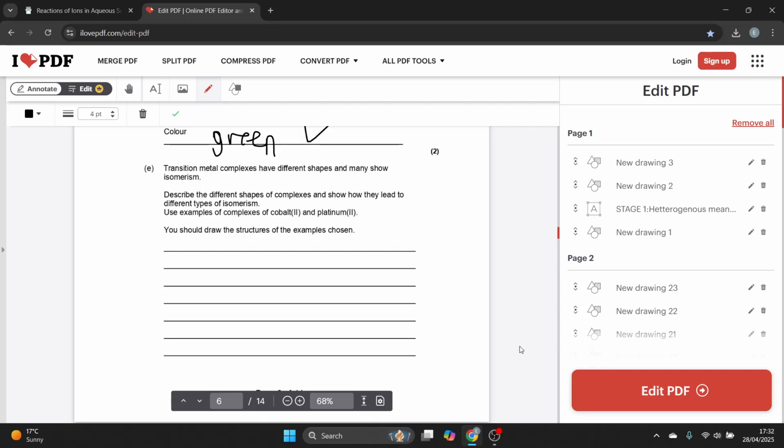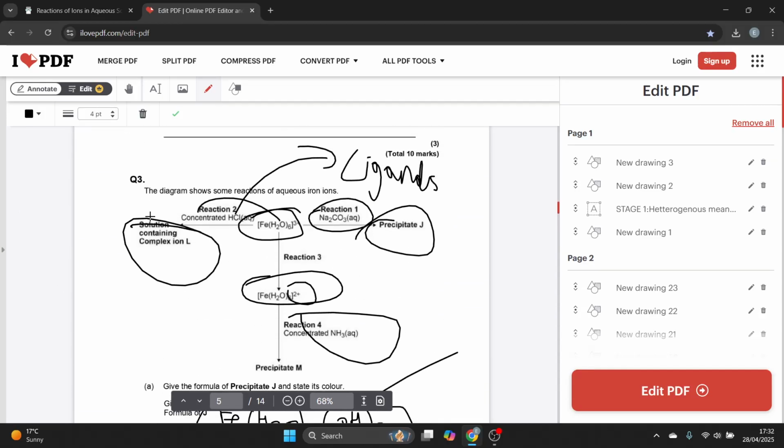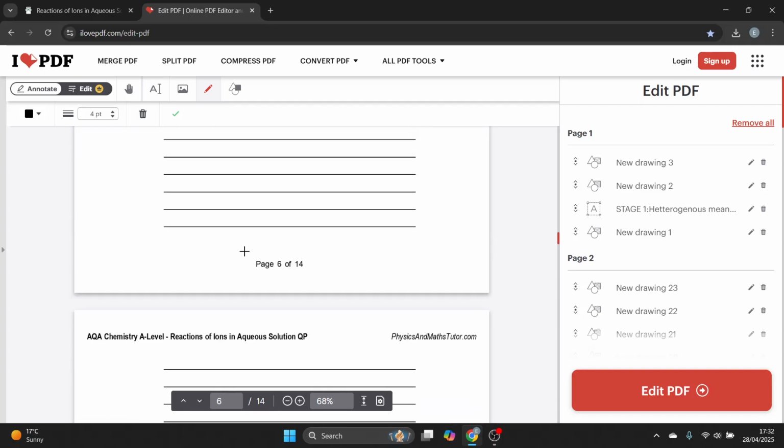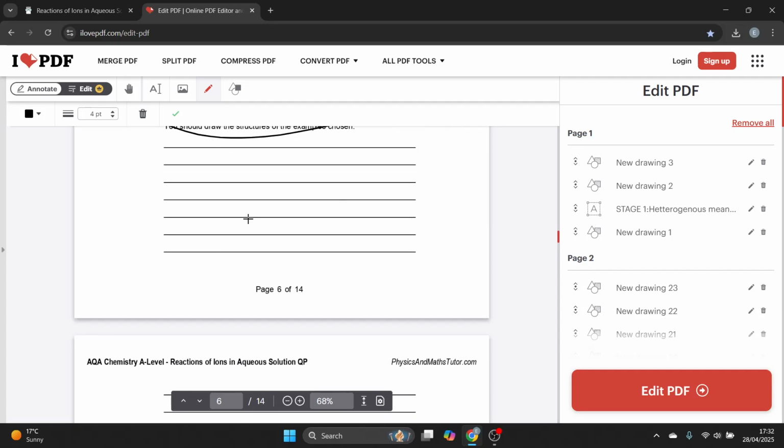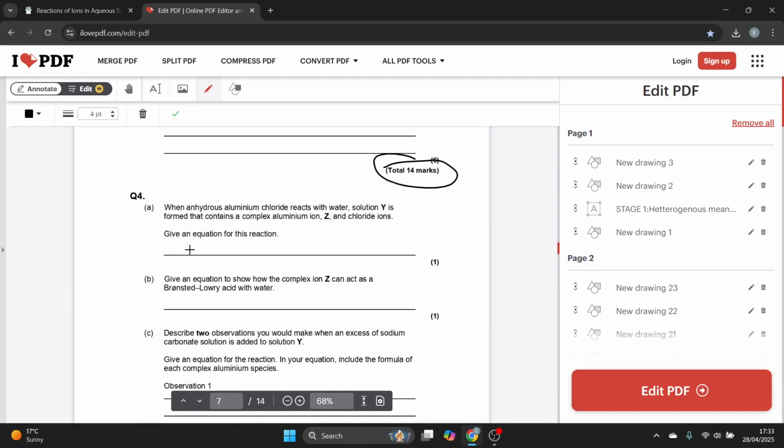Describe different shapes of complex ions and show how they lead to isomerism, using examples of complexes of cobalt(II) and platinum(II). Now, this one, I'm going to skip this one because it's not with the theme of all these questions. It's very different in terms of this is about shapes and isomerism and drawing them as well. So I'm going to skip that one. That's probably for a different video. Let's carry on with this kind of stuff.